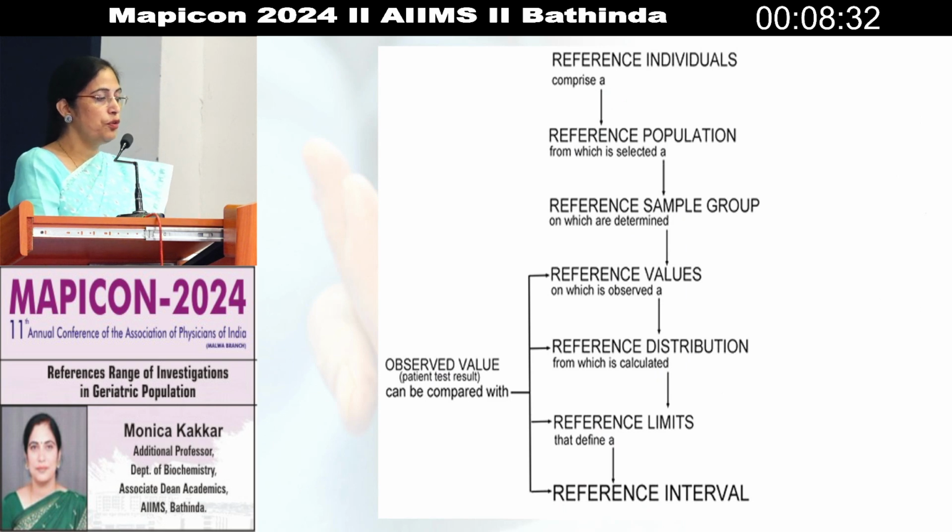So how are these intervals drawn? The reference individuals comprise the reference population, from which the reference sample group is selected. This is used to determine the reference values, on which the reference distribution is observed. From this distribution the reference limit is calculated, and from this limit the reference interval. So individuals are picked up from the population, they are basically a small reference group, and from them the values are drawn, the distribution is studied, the limit is drawn, and then the reference interval.